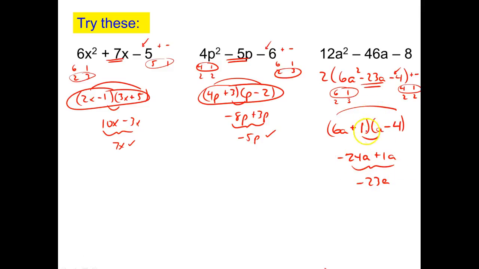So for my final answer, I have this 2 that I factored out, and then I've unfoiled my quadratic trinomial in parentheses. So finally I have 2 times (6a plus 1)(a minus 4). And that's it for today.